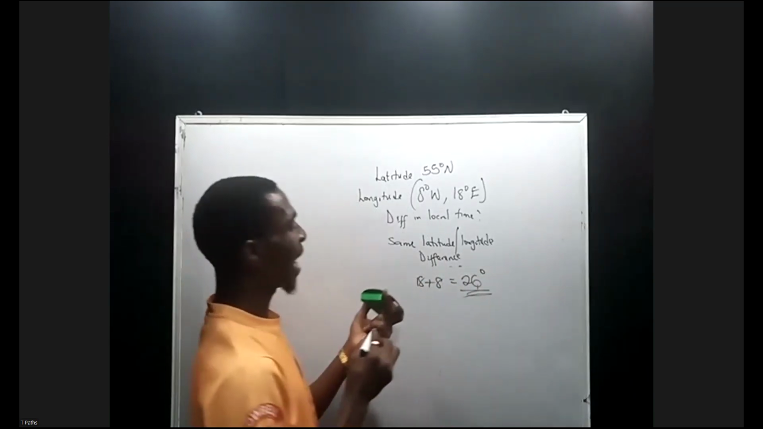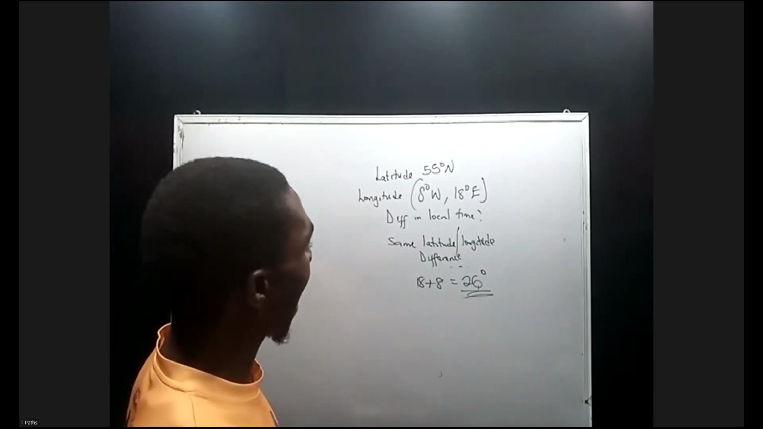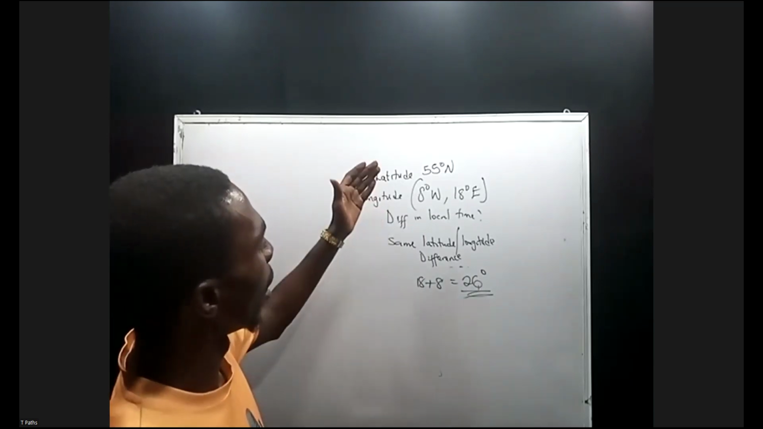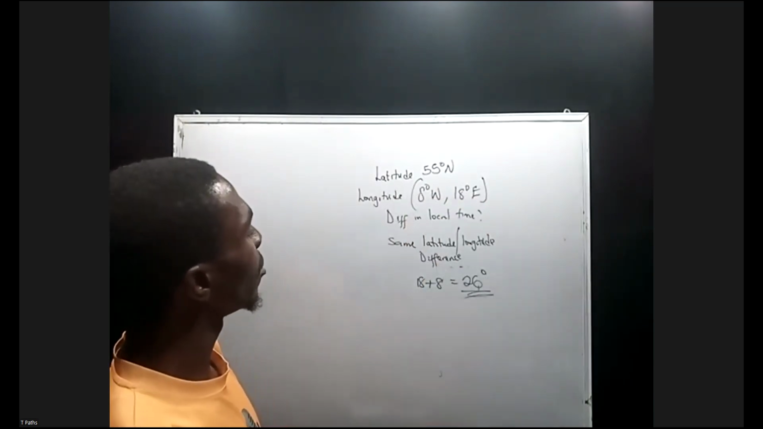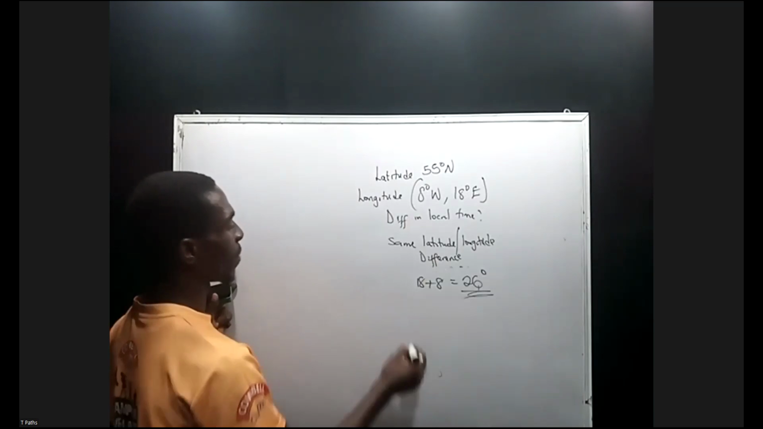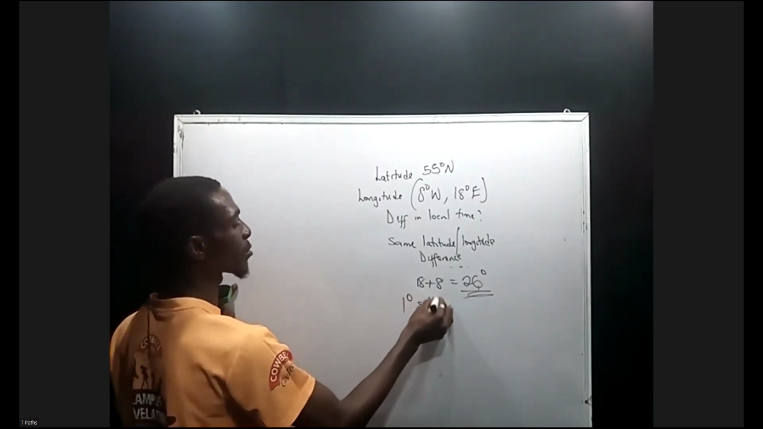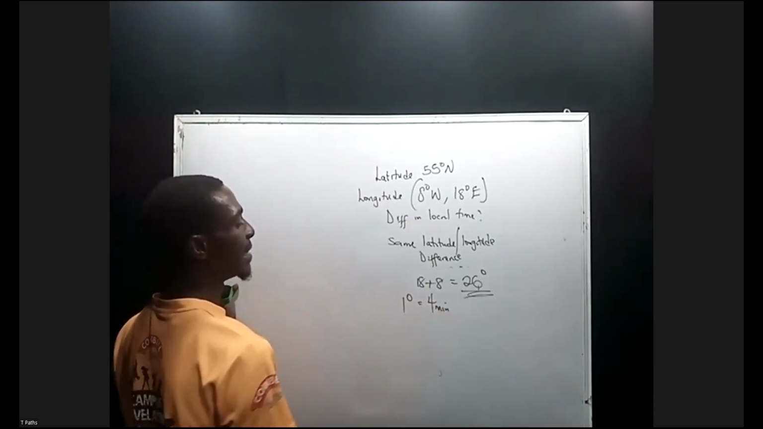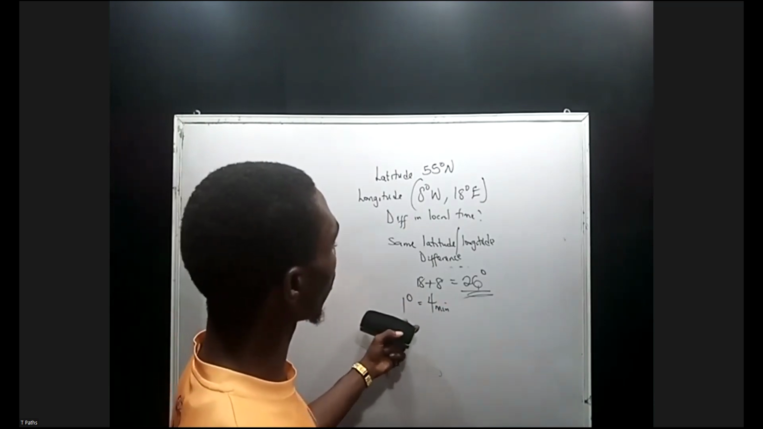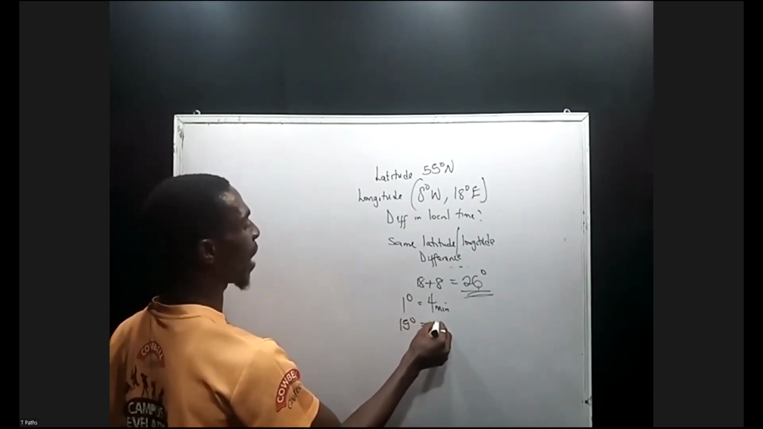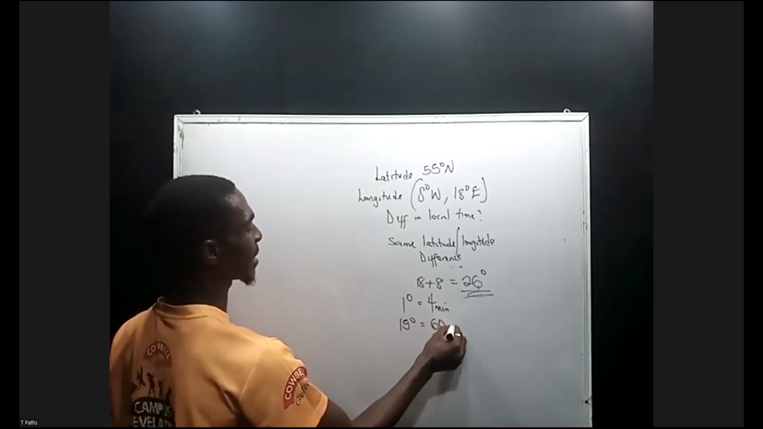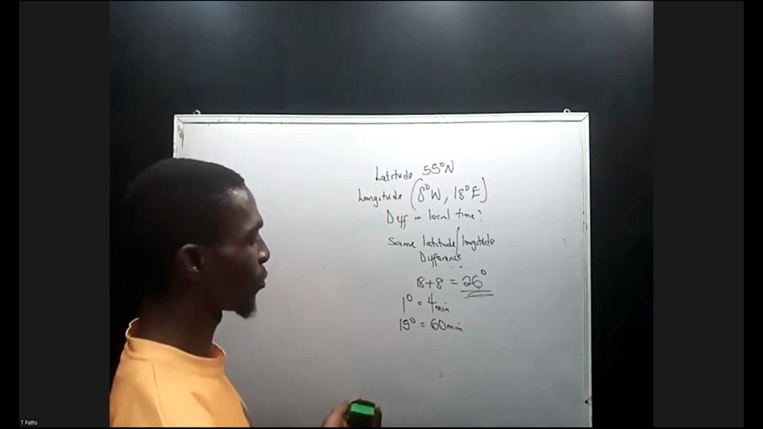Now, since we have 26 degrees as the answer to the addition of these two values, how do you get the local time? On longitude, I said that 1 degree equals 4 minutes. If 1 degree equals 4 minutes, that means every 15 degrees, you are having an hour, which is what? 60 minutes. Are we good to go?